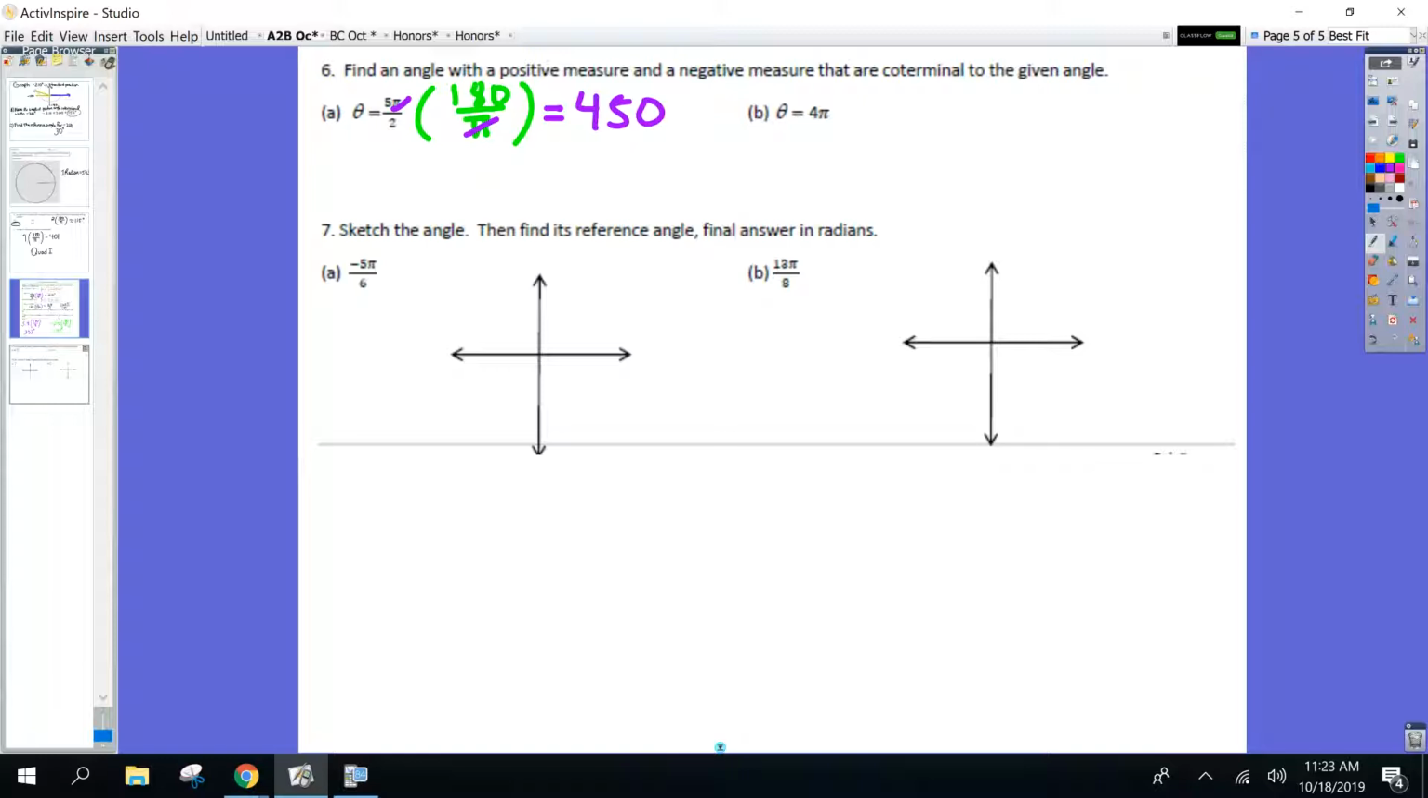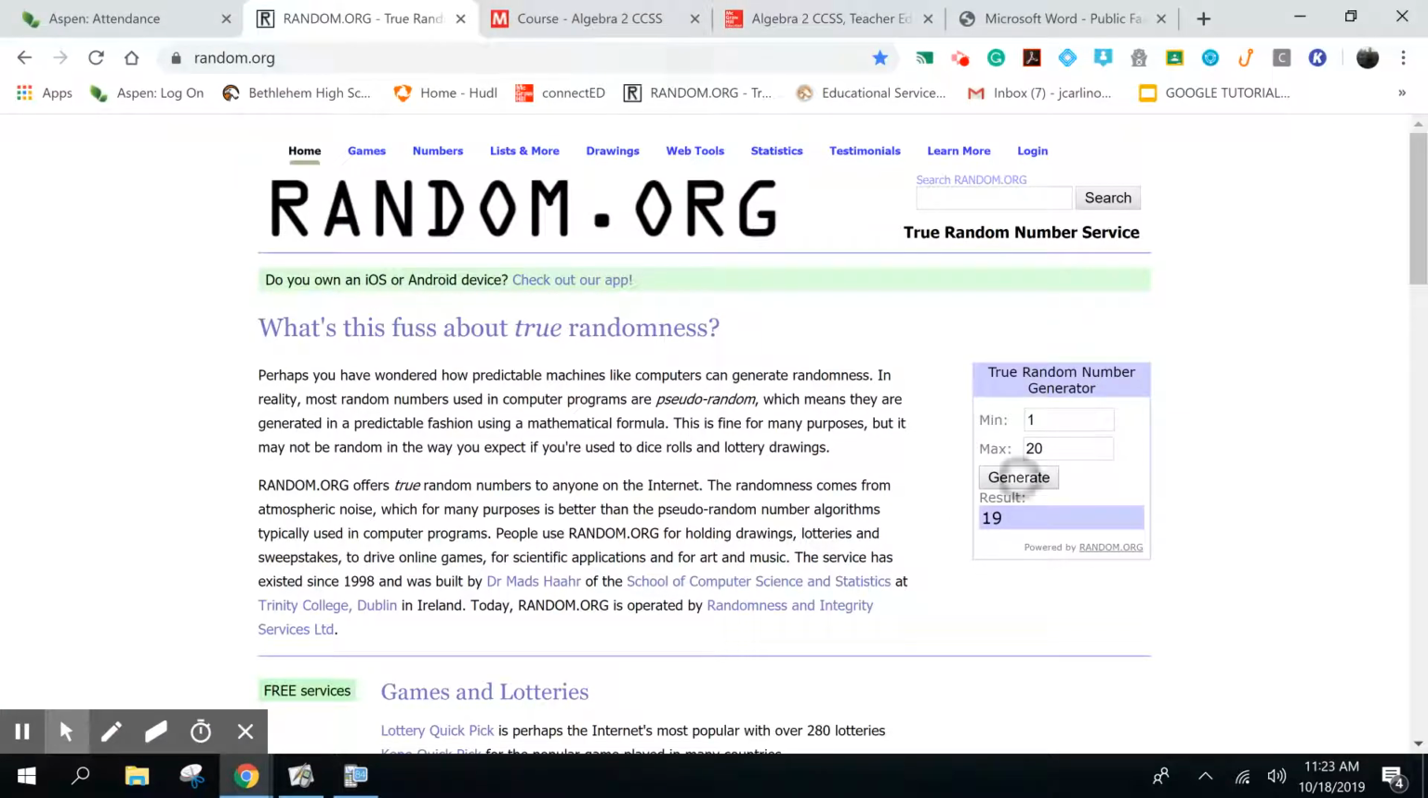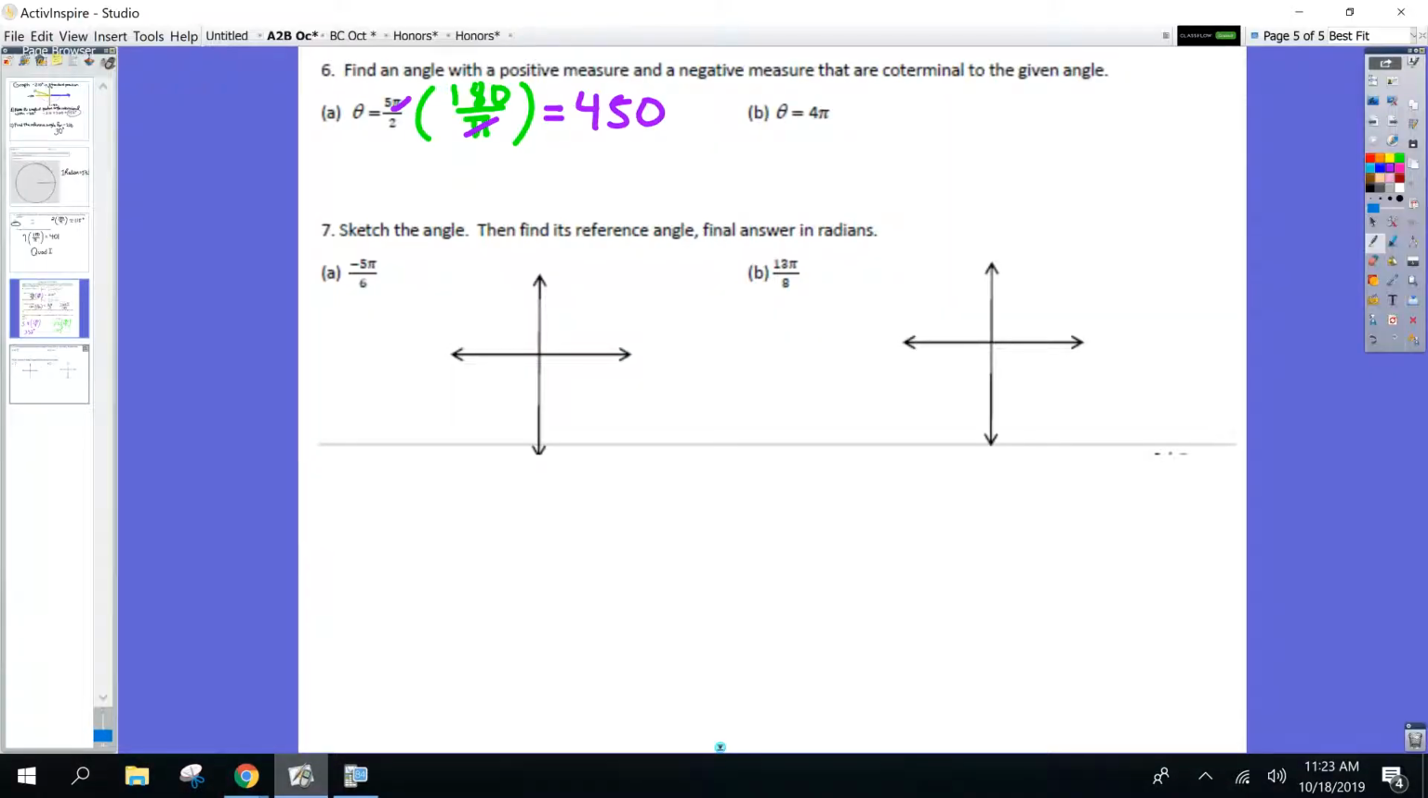Okay, 450. So what am I going to do to it to get a positive and a negative here? What do you suggest I do to 450? There's a couple things I could do here. If I want another positive or a negative angle, what can I do with it? Okay, ready? Everyone ready? 450 minus 360 gives me what? 90 degrees. Okay, that takes care of my positive angle.